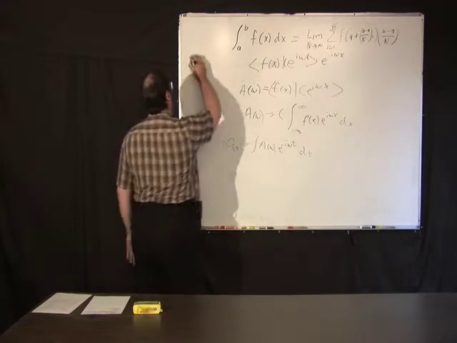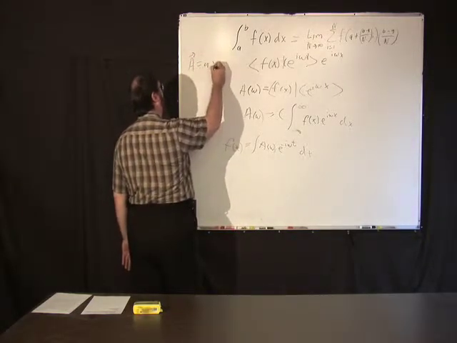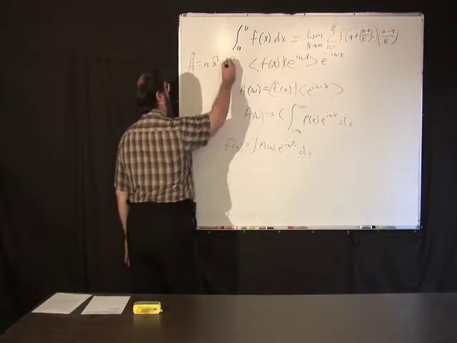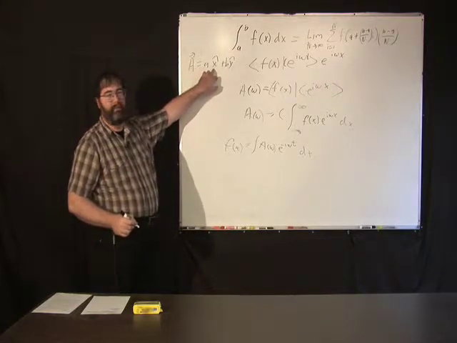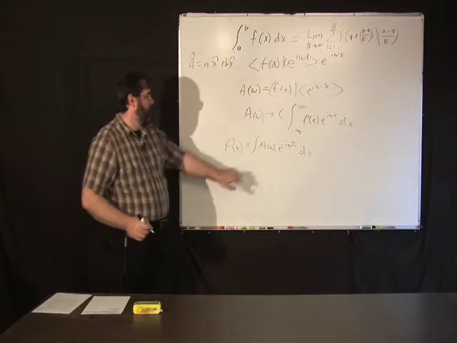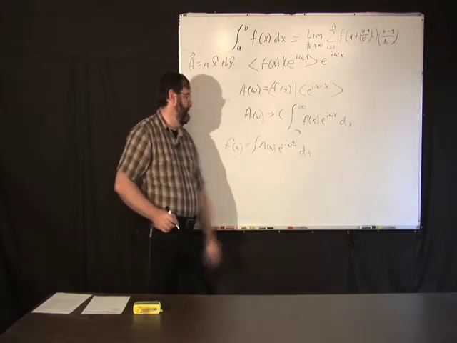Exactly in the same way that a vector A in 2 dimensions, or n dimensions, can be written as the sum of its components times the basis vector plus a component times another basis vector. This is just an infinite number of components in this basis.